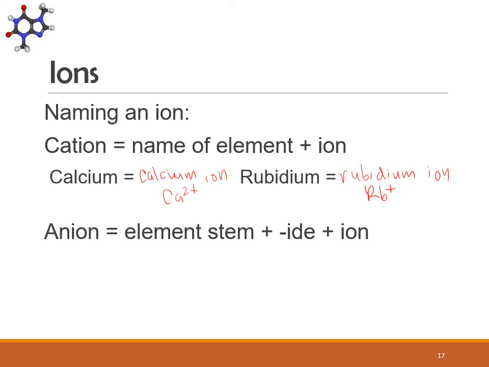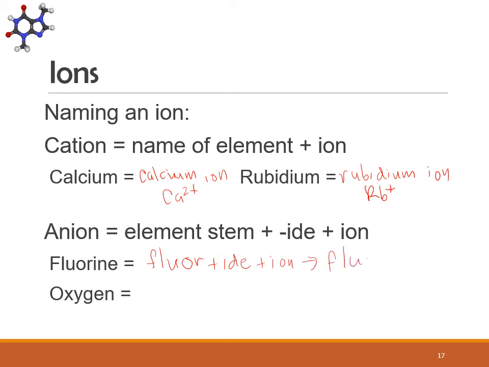When it comes to anions, we use the stem of the element's name, add the suffix IDE, then add the word ion. So, fluorine is the name of the neutral atom. Oxygen is the name of the neutral atom. To name the anion, we take the stem of the element's name, add IDE, then add the word ion. This gives us fluoride ion.